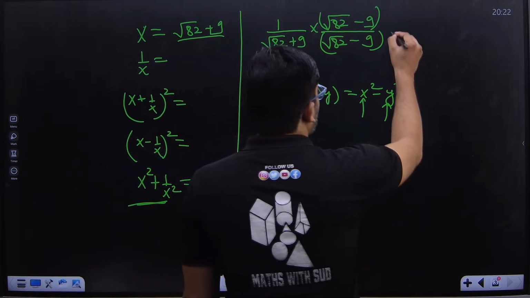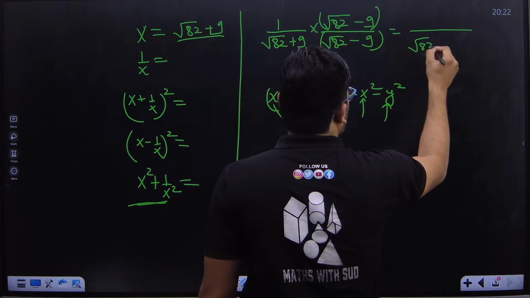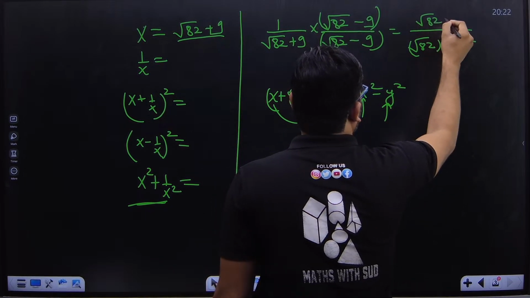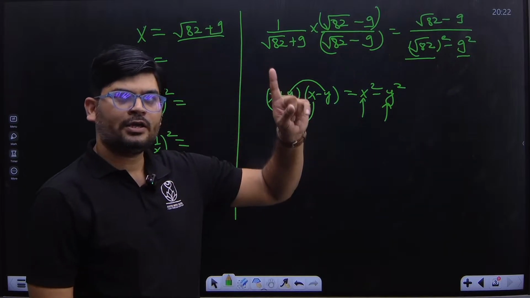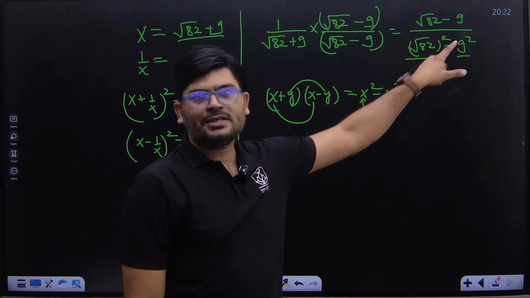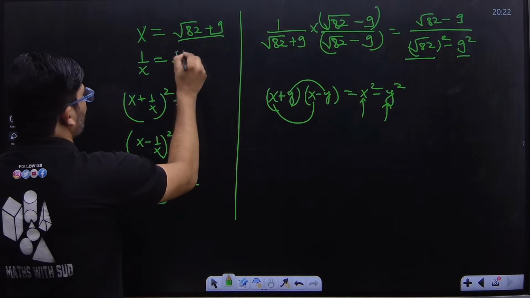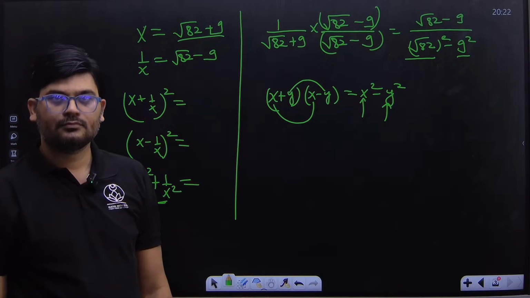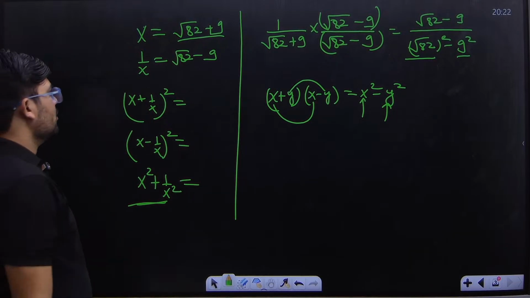So the denominator will become under root 82 square minus 9 square, and the numerator is under root 82 minus 9. So under root 82 square minus 9 square is 1 only, because square and square root will get cancelled out, and 82 minus 81 will be 1 only. So what is 1 upon x? 1 upon x is under root 82 minus 9. Any doubt? No, I got that part.